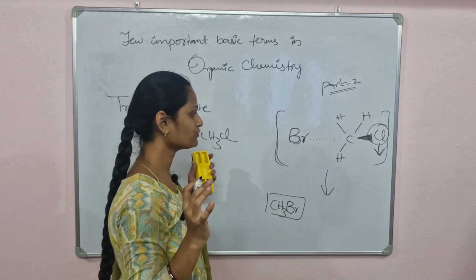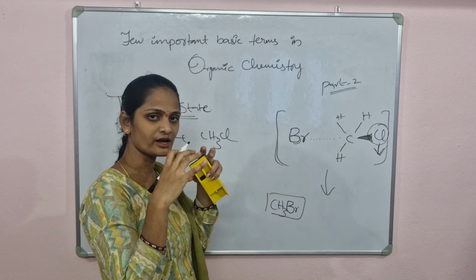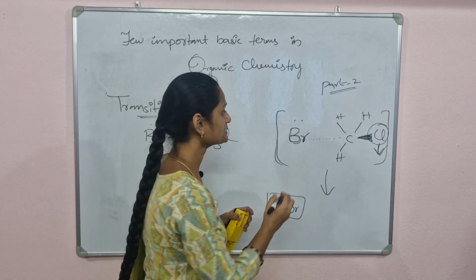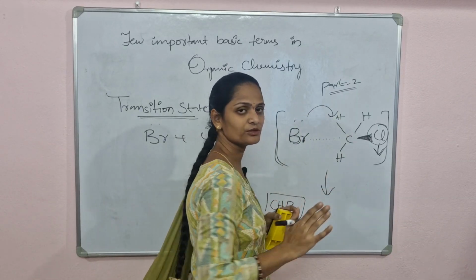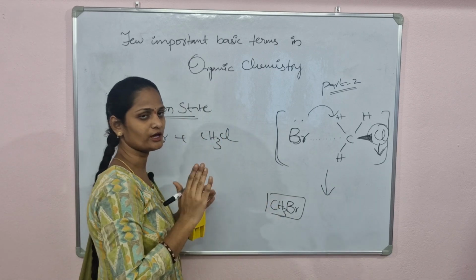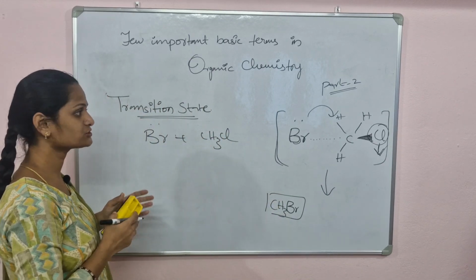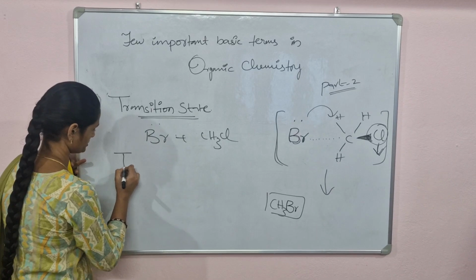Before that, its energy will be high due to the attraction between the molecule and this bromine. At this time, the energy of both the molecules will be very high. Okay, that state is known as the transition state. Next one is the intermediate state.